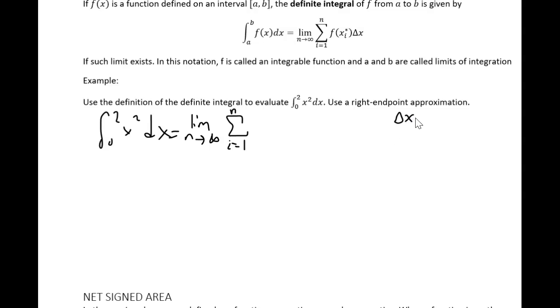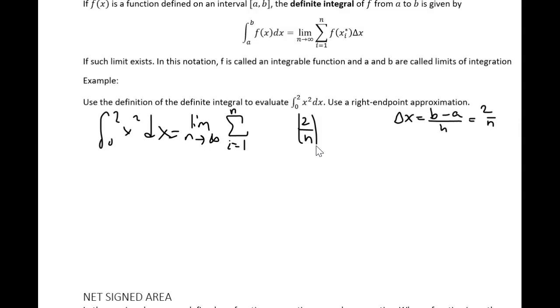I know that delta x is the width of the partition, which should be the entire width of the interval divided by the number of subdivisions. In this problem, the interval goes from 0 to 2, so this is going to be 2 divided by n. And we're going to save that because we're going to need that later. So I'm going to go ahead and plug that in delta x's position so that I don't lose it.